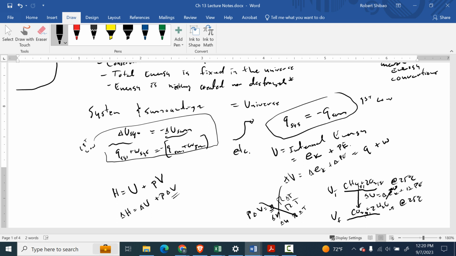When we derive H, the origin of H is equal to what? What is the definition of H? Which is enthalpy. H and enthalpy are the same thing. So what is the definition of enthalpy? Isn't it negative MC delta T? Q is equal to MC delta T.